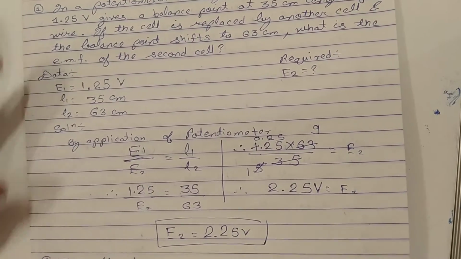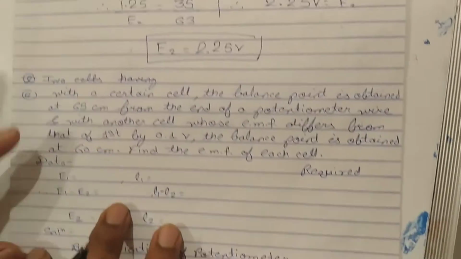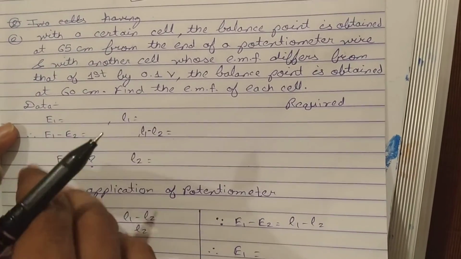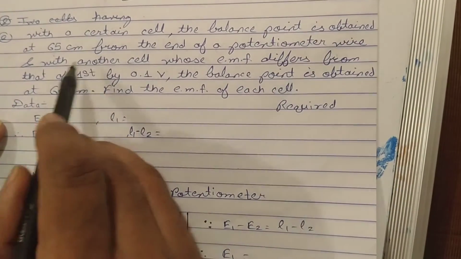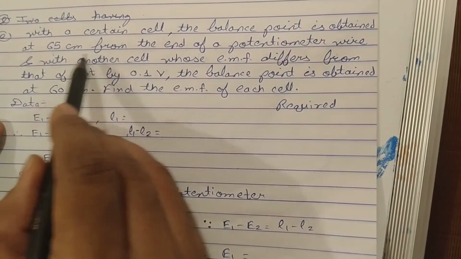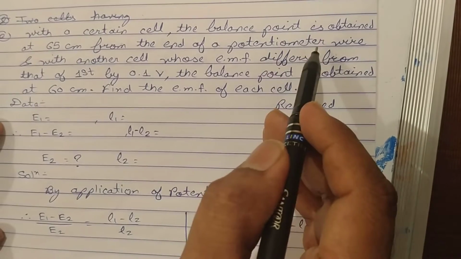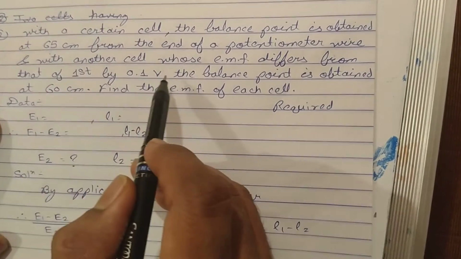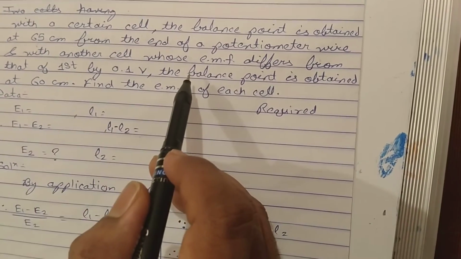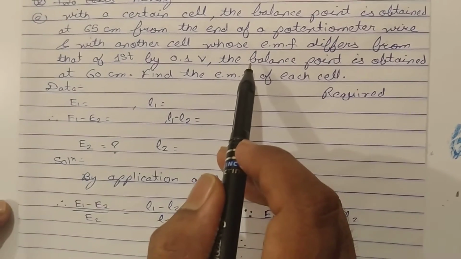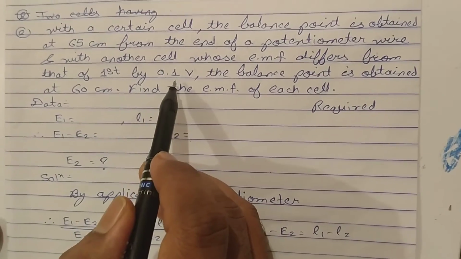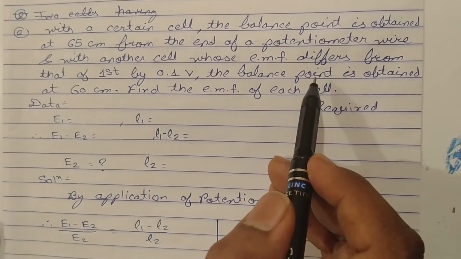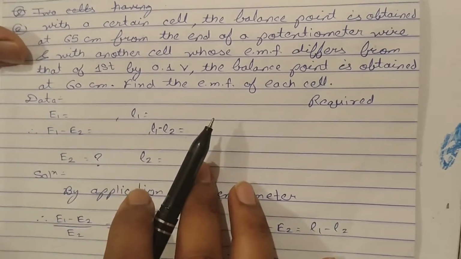Let us do the second activity. With a certain cell, the balance point is obtained at 65 centimeter from the end of the potentiometer wire, and with another cell whose EMF differs from that of the first by 0.1 volt, the balance point is obtained at 60 cm. This is important numerical, students.